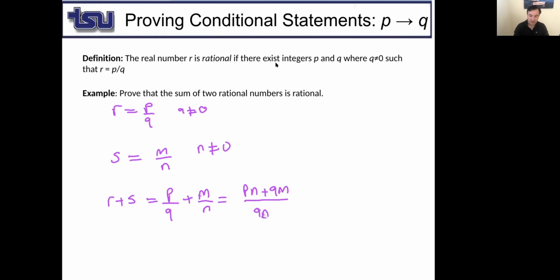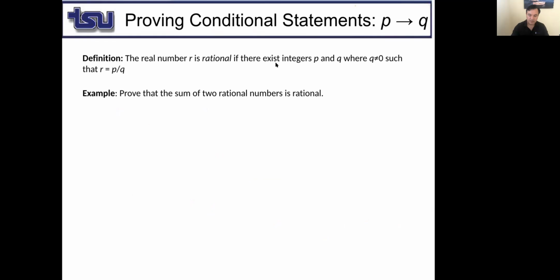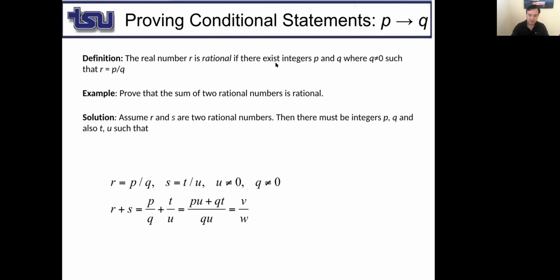And now, what is this? q is not equal to 0, n is not equal to 0, that implies that q times n is not equal to 0. As you see, r plus s can be represented as an integer divided by another integer. That means r plus s is also a rational number. Okay, so that's the proof, direct proof.